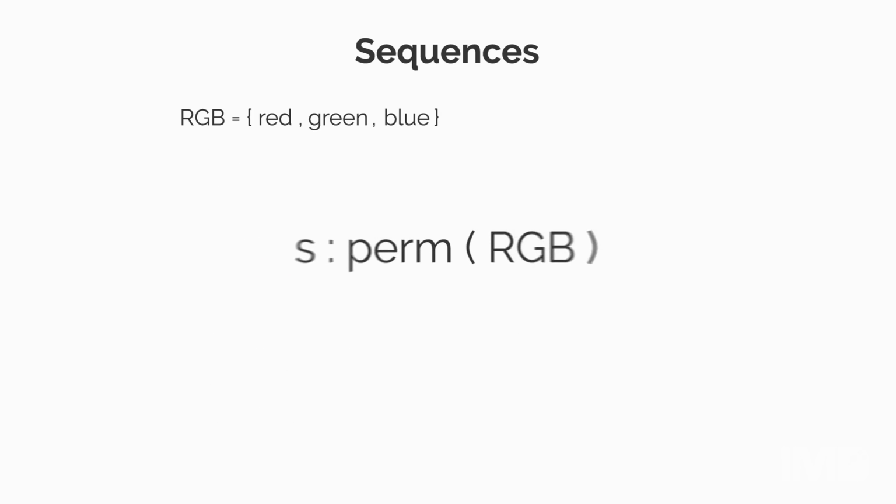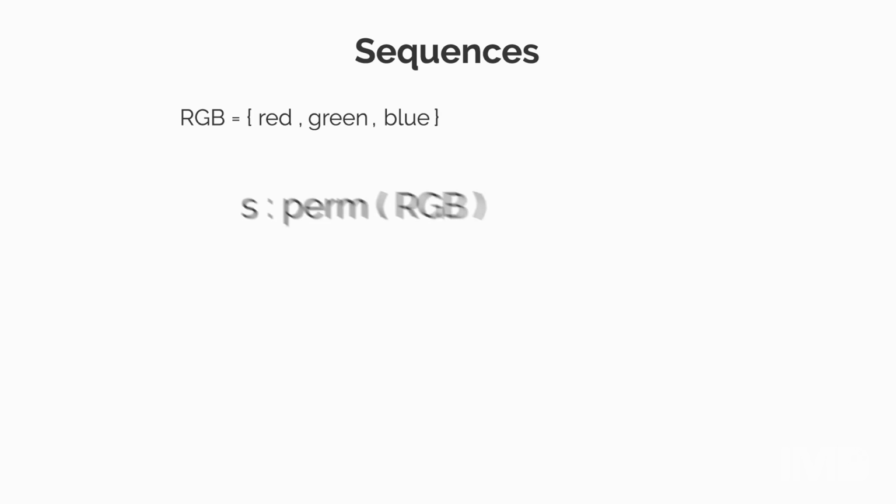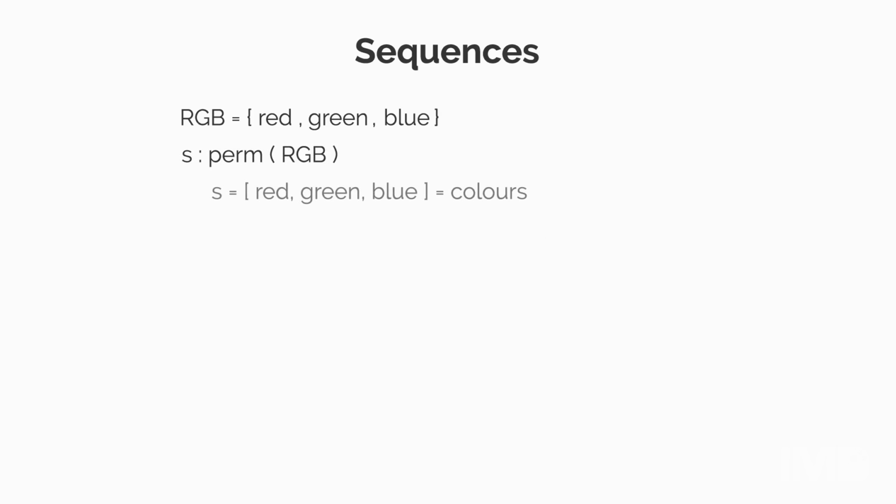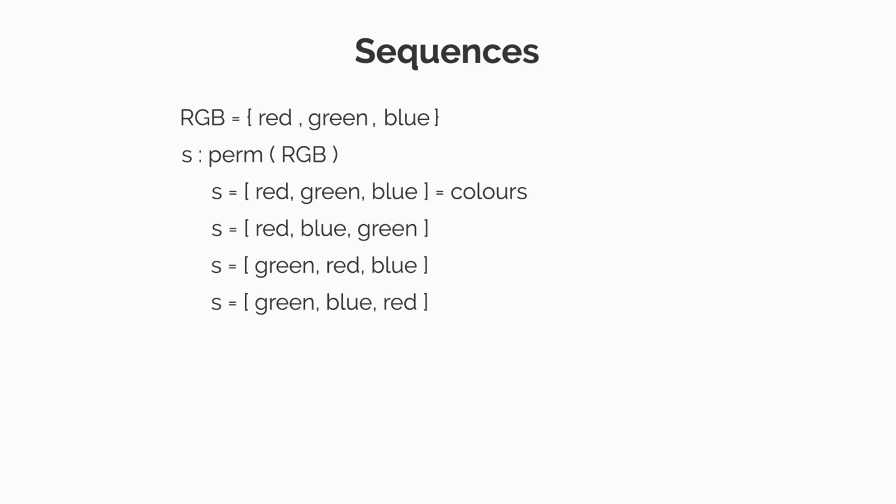Finally, if S is a member of perm of RGB, it can be any sequence that has the three colors with no repetition. Like, for example, our sequence colors that contains red, green, blue. But it can also be the sequence red, blue, and green, the sequence green, red, and blue, the sequence green, blue, and red, the sequence blue, red, and green, and the sequence blue, green, and red.